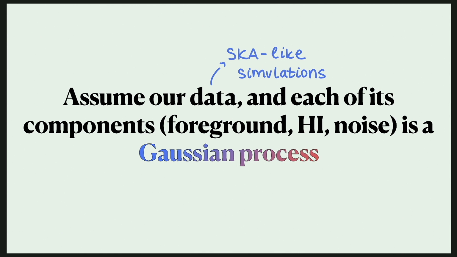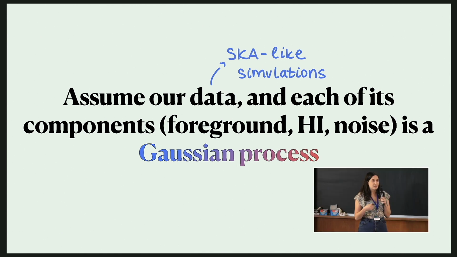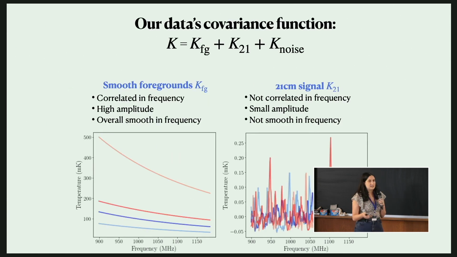So we start by assuming that our data, which are SKA-like simulations, and each of its components, so the foreground, the H1, and the noise, can be described as a Gaussian process. And in essence, what this means is just that you can describe each of these signals using a different covariance function. And the covariance function tells you how your signal behaves as a function of whatever variable it's a function of. So in our case, it's frequency.